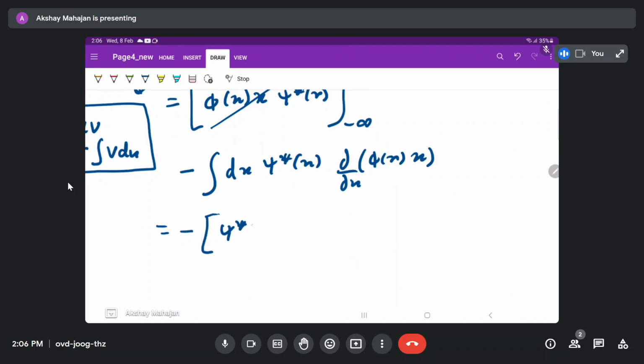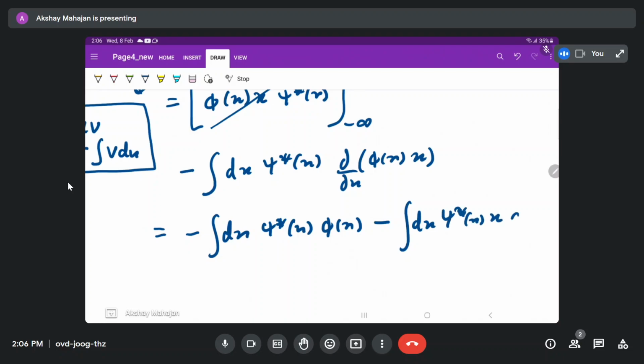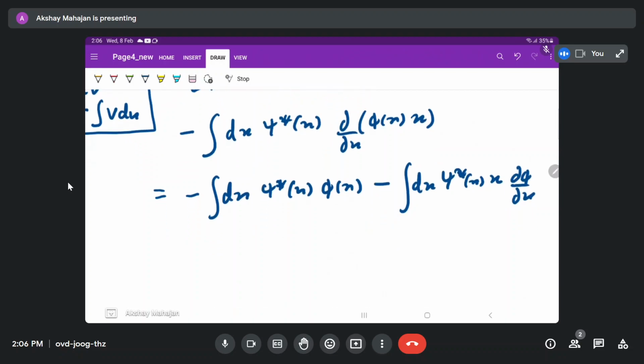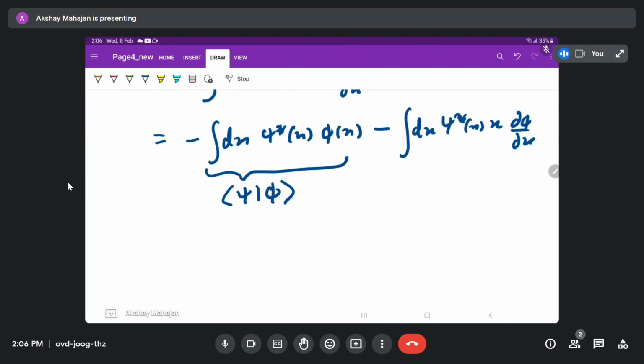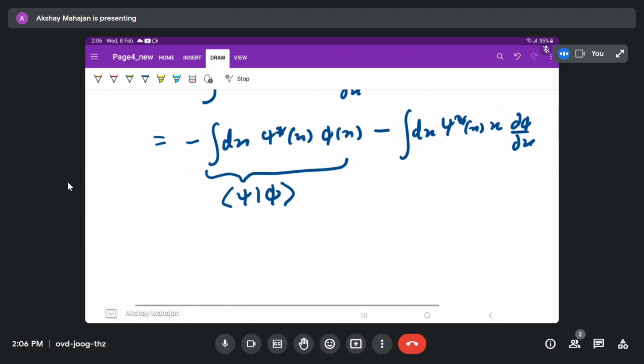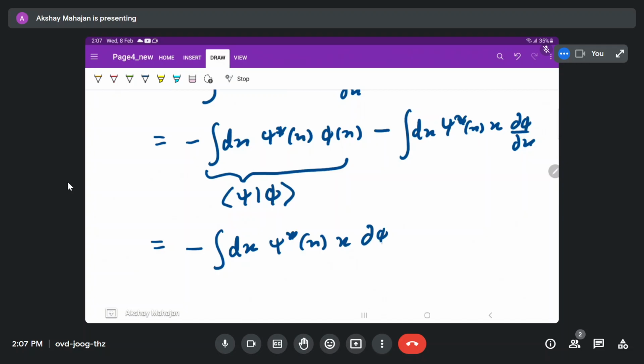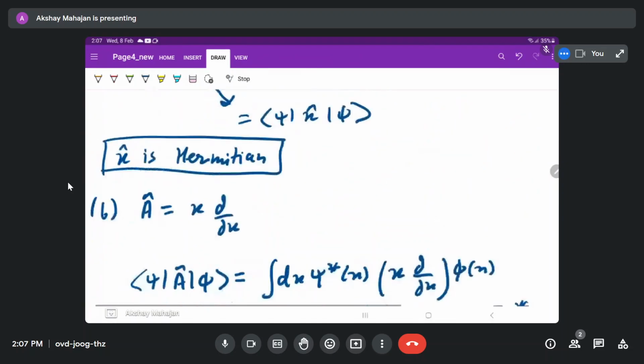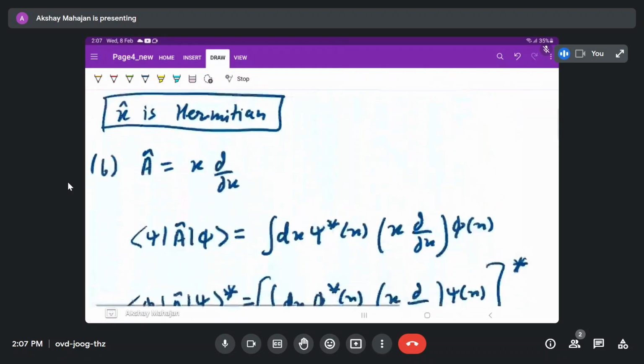Now let us open this differentiation. So what we will get is integral dx times psi star of x times phi of x, and minus integration dx psi star of x times x times del phi by del x. Now this first thing is basically psi phi, and since we have taken them orthonormal, if our operator is Hermitian then eigenvectors have to be orthonormal, so this has to be 0. Now what we are getting is integral dx psi star of x x del phi by del x. So just for the proof, we are taking psi and phi as orthonormal.